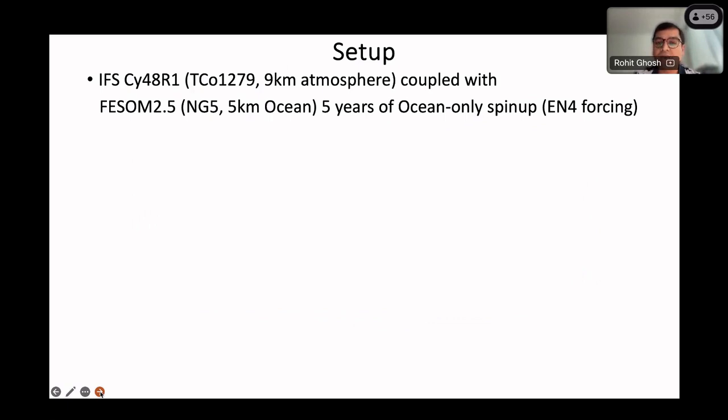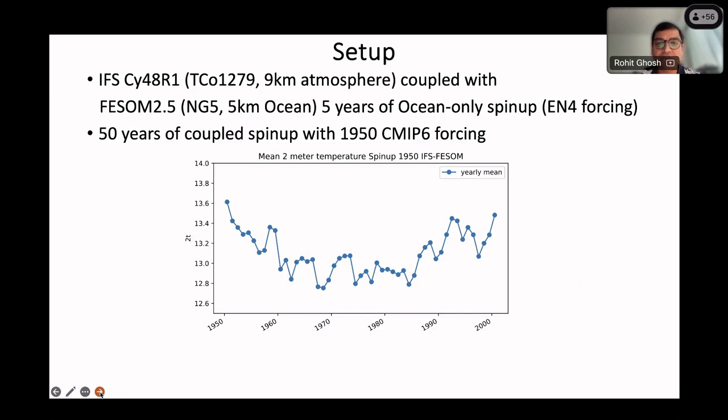What we did already: we had 5 years of ocean-only spin-up with EN4 boundary forcing, and then we did a coupled spin-up for 50 years with that model. You can see the global mean temperature evolution during that spin-up process. Maybe those of you who were earlier in EERIE remember that our model showed a drift towards a colder temperature, because the Arctic region and the Nordic seas were getting cold and ice was forming there. By the end of the simulations, luckily, we found some recovery from that cold drift.